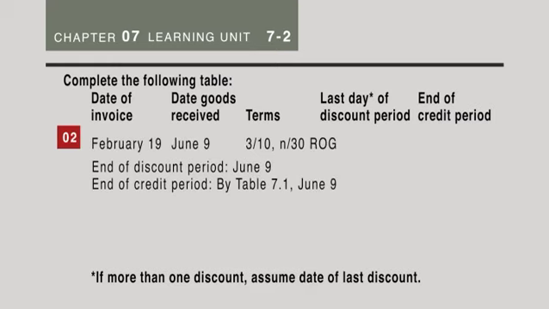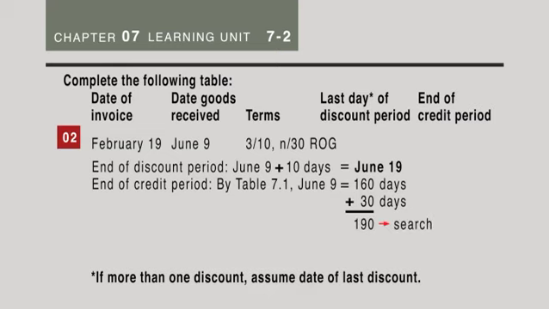In number 2, here the bill is February 19th, but the goods come in on June 9th, and it's 3/10 N30 ROG. So in this case, we really have to look at when the goods come in, because it's receipt of goods. So June 9th, the goods come in, so you have 10 more days up to June 19th for the end of the discount period. Going to the table 7.1, June 9th is the 160th day. We do have 30 days based on the ROG terms. It equals now 190. If you search into the table, you'll find the end credit period to be July 9th.